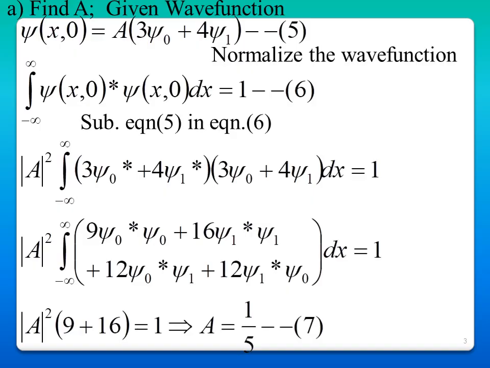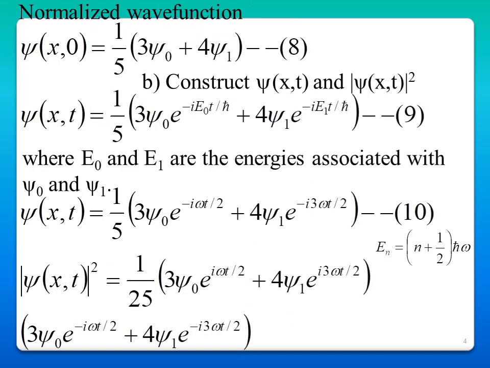So if you substitute this, we get 9 psi naught star psi naught plus 16 psi 1 star psi 1 plus other two terms with psi naught star and psi 1. The first two terms have the value of 1, and the other two terms have the value 0. So it is modulus of A squared into (9 plus 16) equal to 1. From this we can calculate A equal to 1 by 5. So the normalized wave function is psi of x comma 0 is 1 by 5 times (3 psi naught plus 4 psi 1). Now you have to construct psi of x comma t.